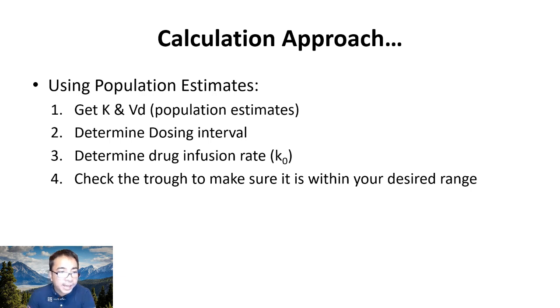Right? So, here, class, ang gagawin natin ay ang sumusunod na step-by-step procedure. So, first, get the K and VD, similar again to aminoglycoside dosing. So, we get the population estimate. We determine the dosing interval. Okay, determine the infusion rate, kung ano yung dose na ibibigay natin for 2 hours. Then, check if the trough is within the desired range.